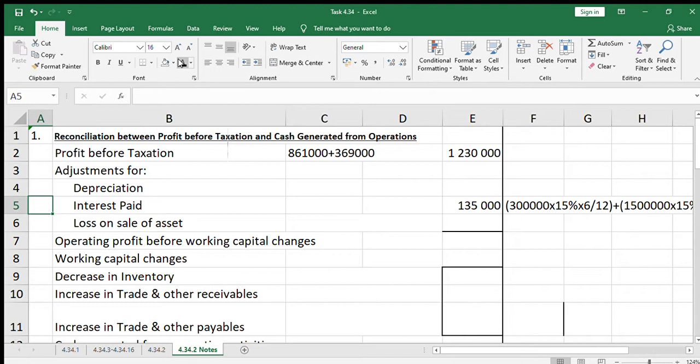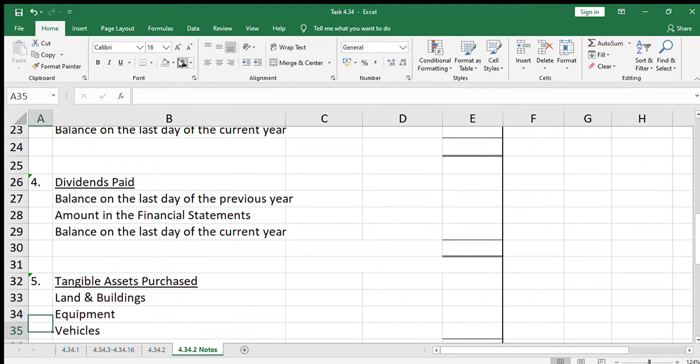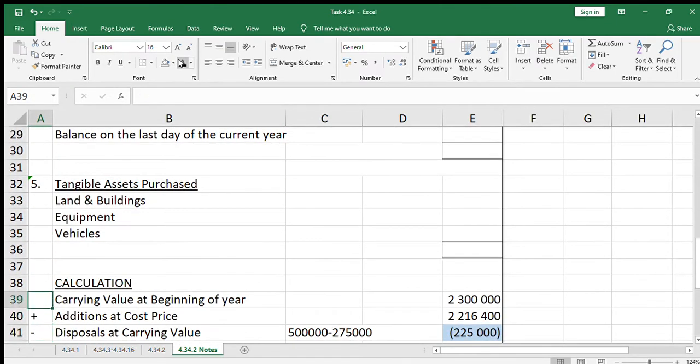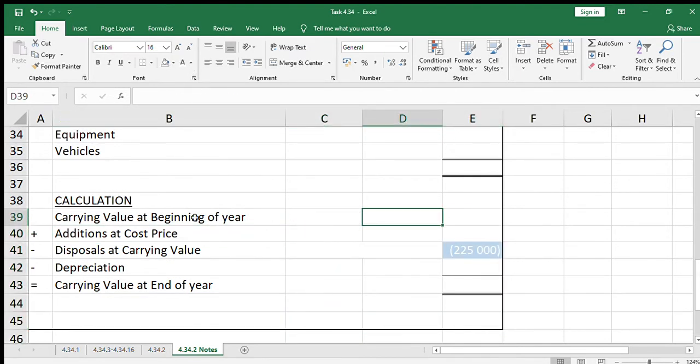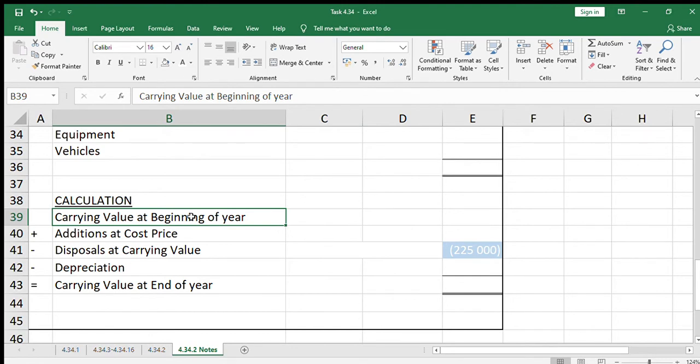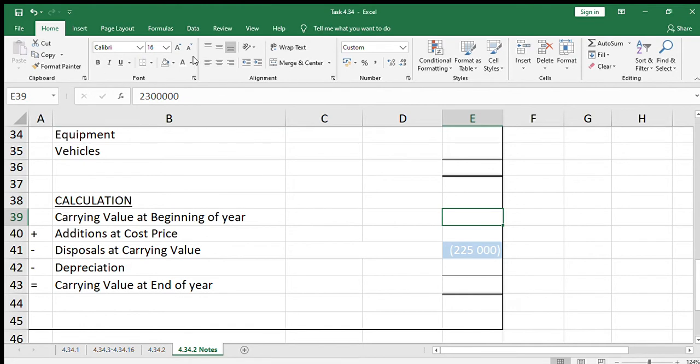Okay, and then let's deal with the fixed assets, the depreciation, etc. We're going to do our calculation, where we do our 5-step calculation for tangible assets. I'm just going to delete this, and then we'll go through it as we need to. So we're going to start with our tangible assets carrying value at the beginning of the year. So fixed assets at the beginning of the year was 2,300,000. Remember, this calculation is very important for you guys to know.